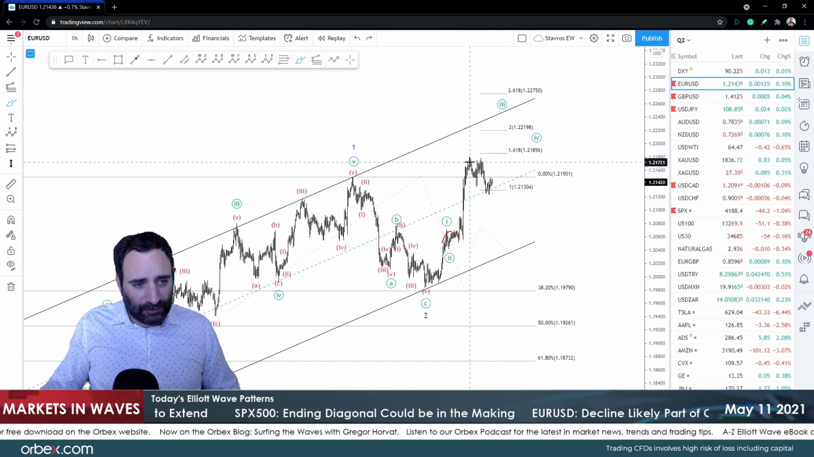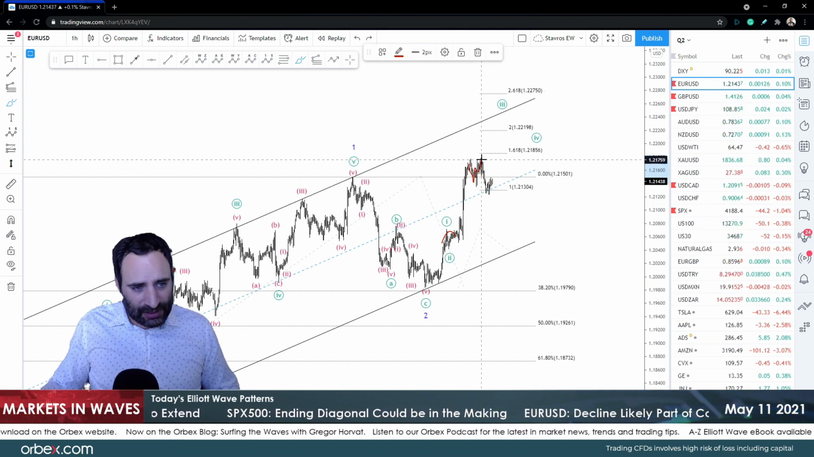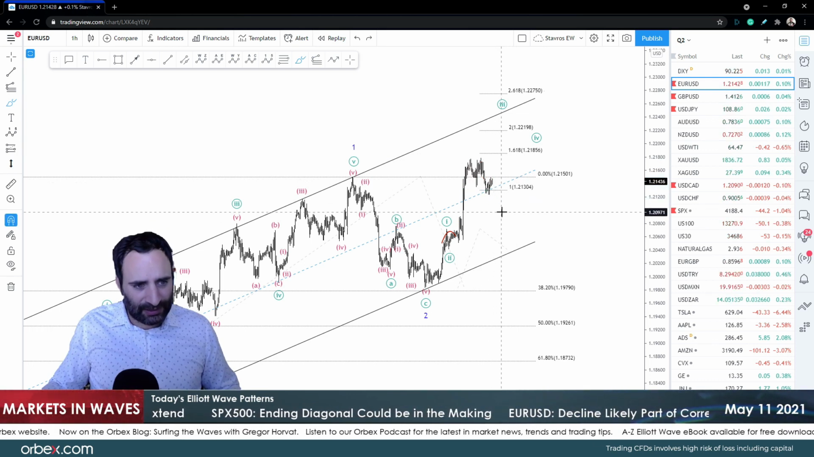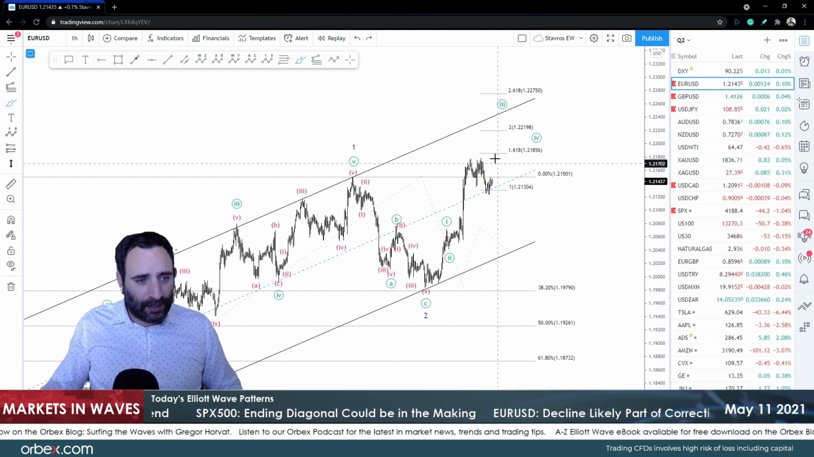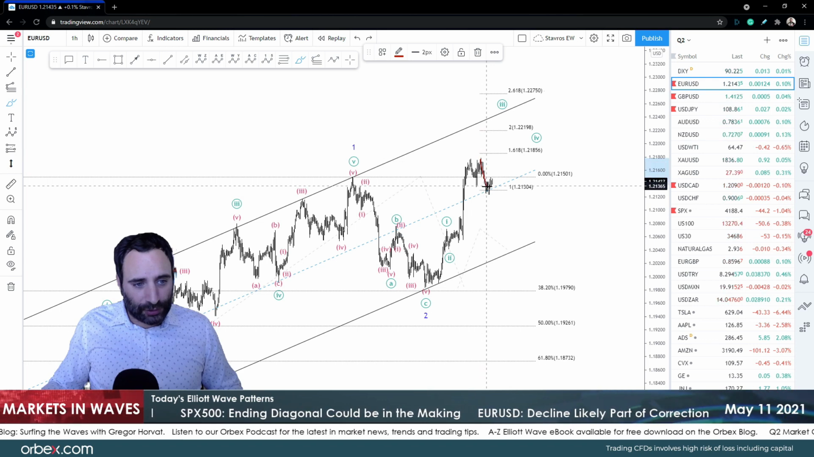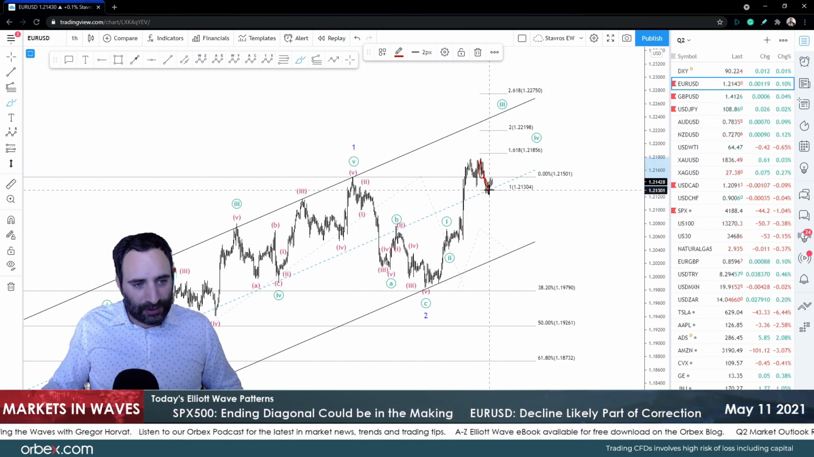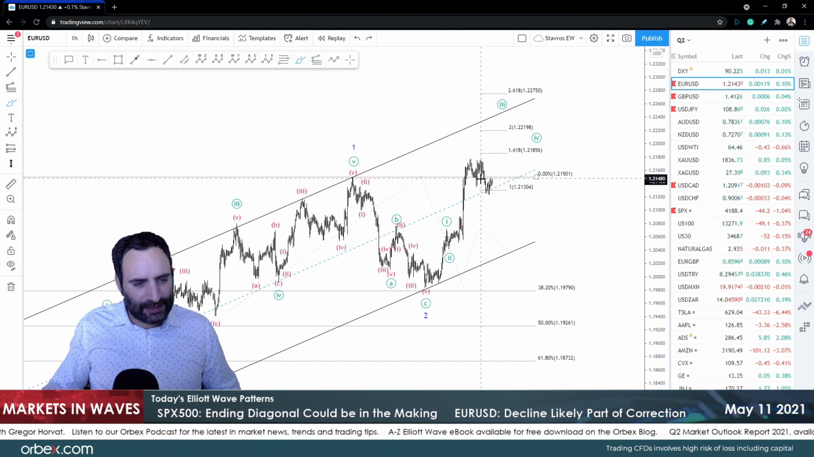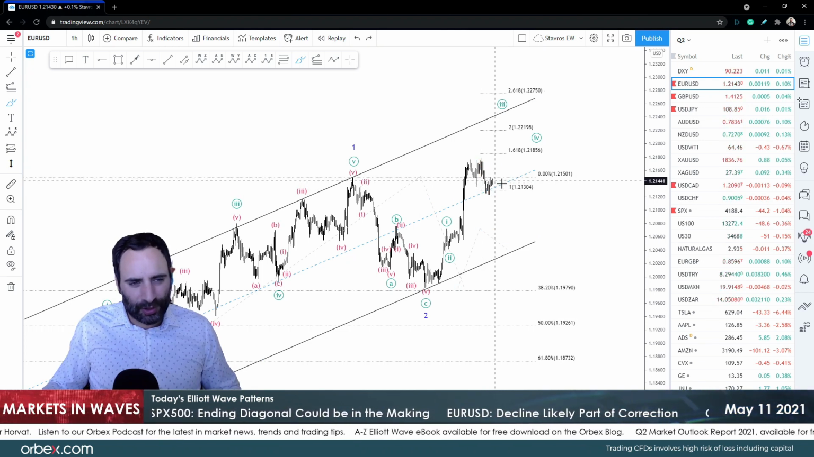Could be, well, ABC, and 1, 2, 3, 4, 5. That's going to make an expanding flat. Or could even be a case where we've already finished, and this is a W, X, and Y. But I would really doubt that is the case, at least for that particular W, X, and Y.